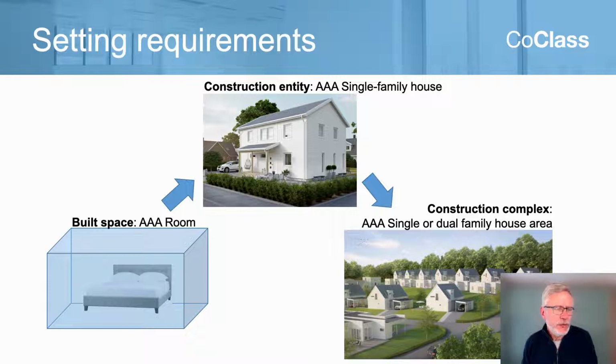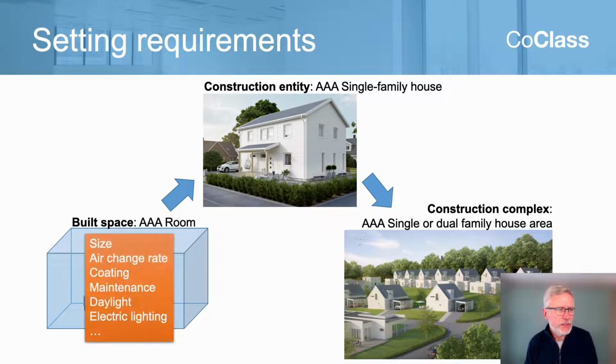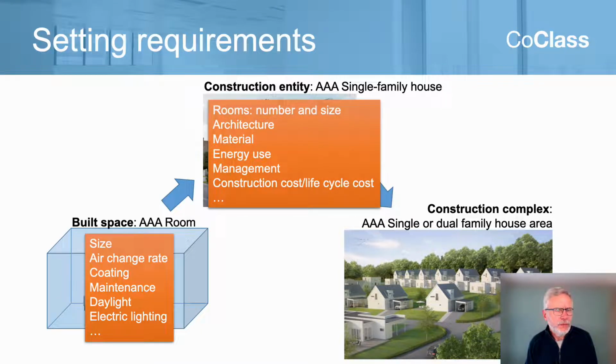So when you use ARMA Function, for instance, to make the requirements needed for, in this case, the single family house, you start by putting requirements on the built space. How big should it be? Air change rate, coating, daylight, electric lighting, and so on. You have requirements also for the whole building. How many rooms, the architecture of it, of course, the energy use, how it's maintained. The life cycle cost, for instance, is very important at this level.